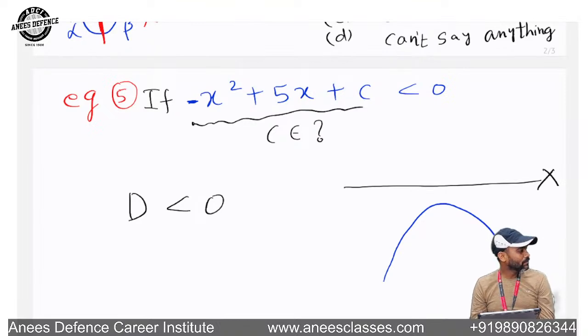First thing, a is negative, so it is a downward parabola. The whole function is negative.